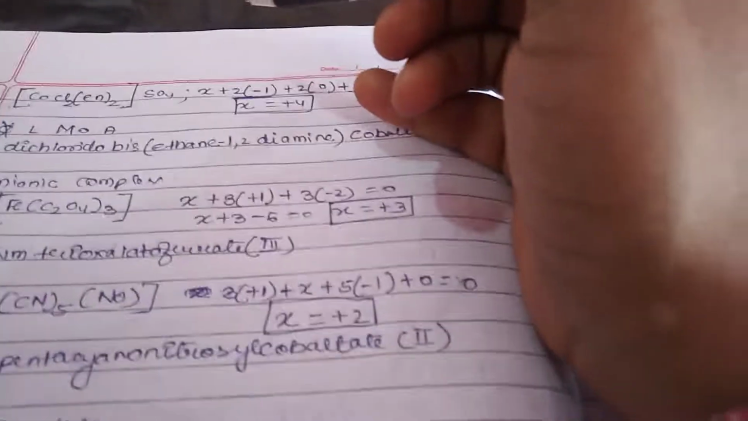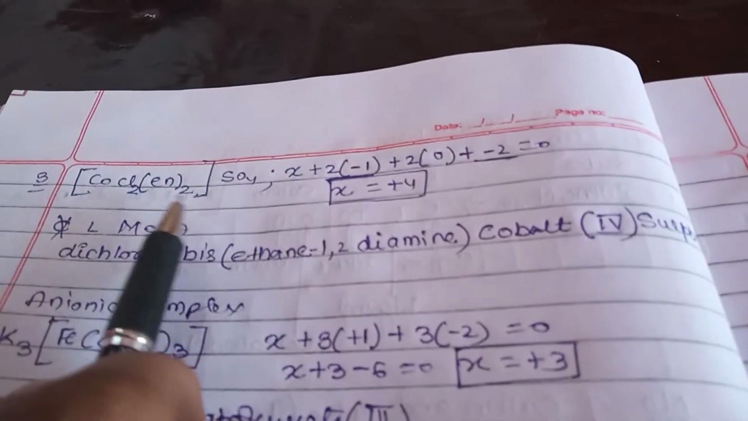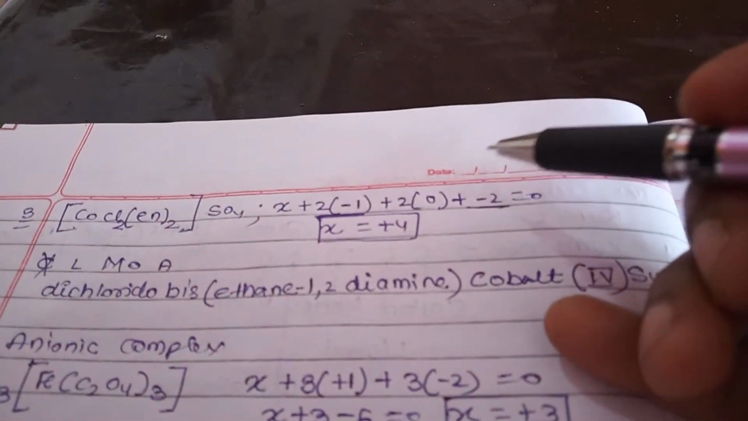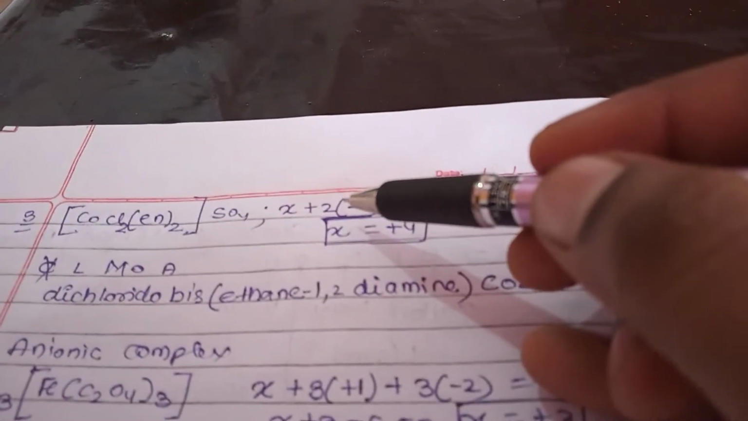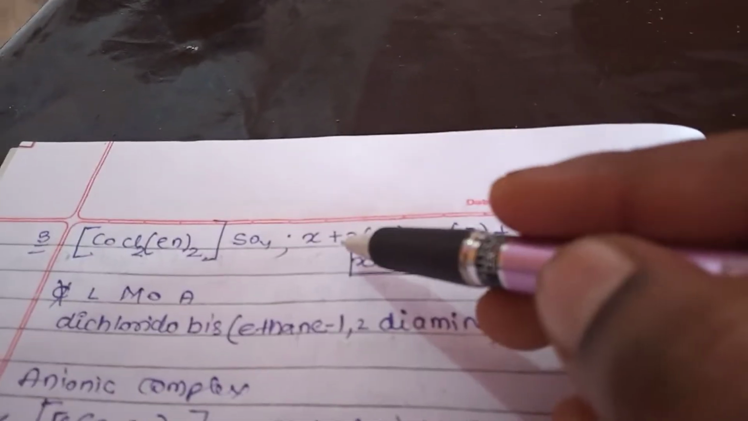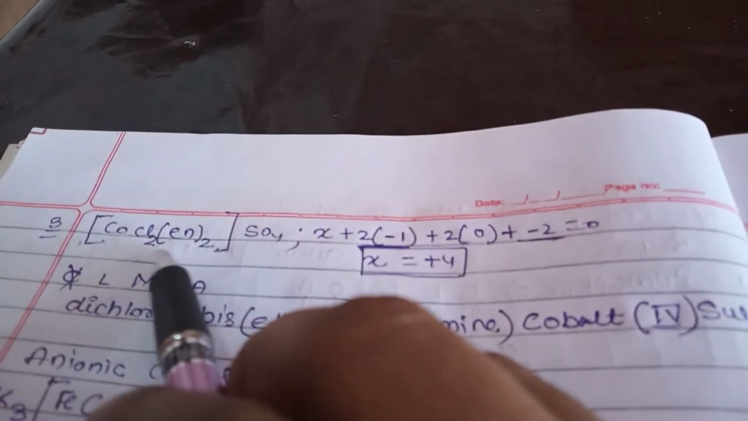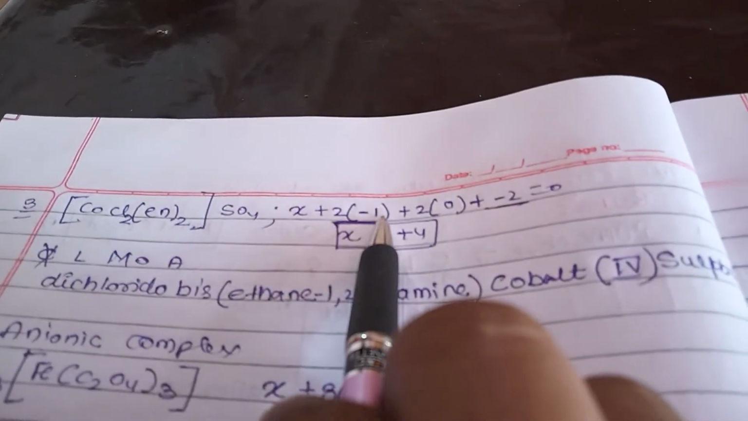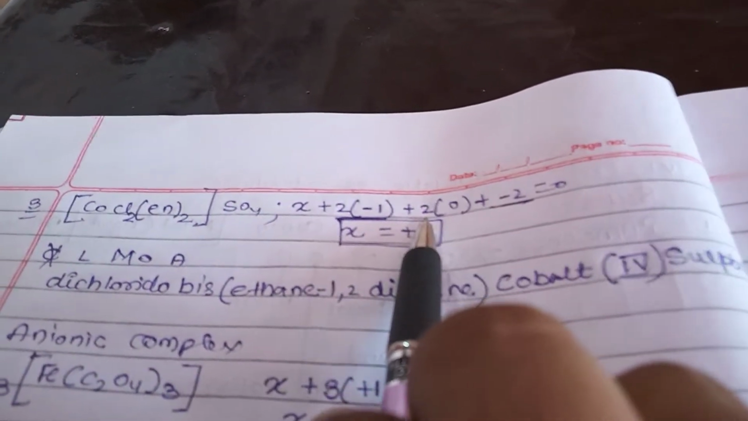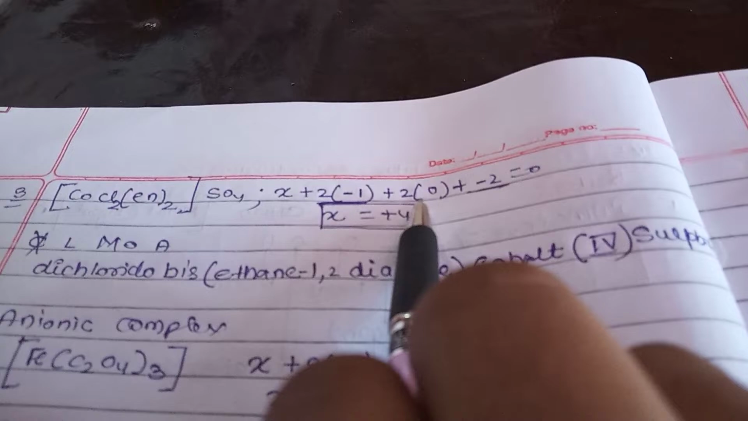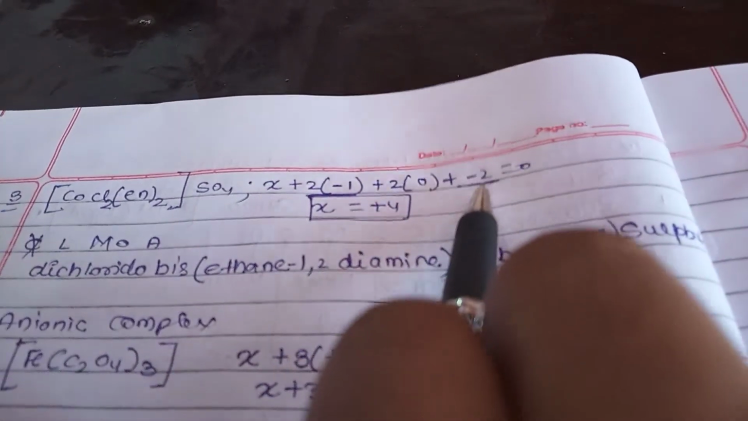One more example has been taken over here. Let's see it also. This is [Co(Cl)2(en)2]SO4. Again, firstly we have to calculate the oxidation number. Co, that is cobalt, we have to calculate, therefore the oxidation number is X over here. Then plus 2 Cl, 2 in number, and the oxidation number of 1 Cl is -1, therefore 2 into -1. And ethylenediamine is a neutral ligand, so it does not have any charge, that is its charge comes out to 0, 2 into 0. Plus sulfate is -2.